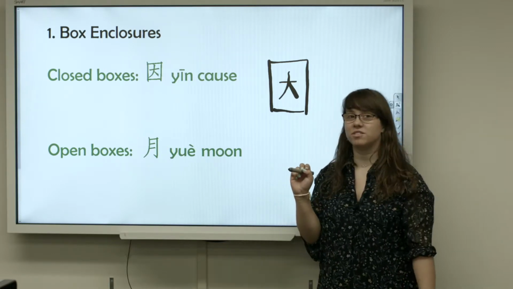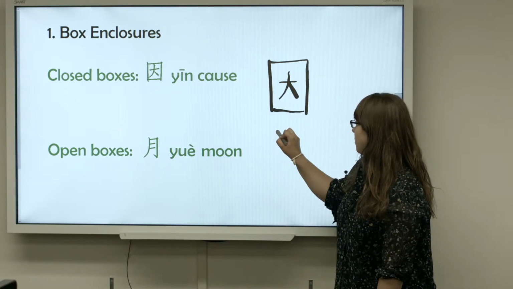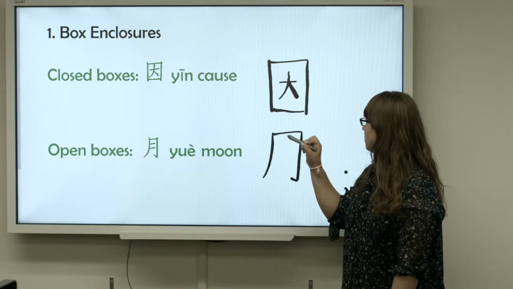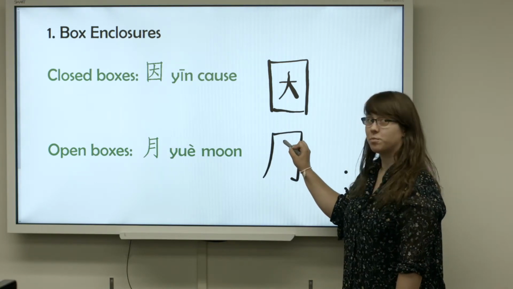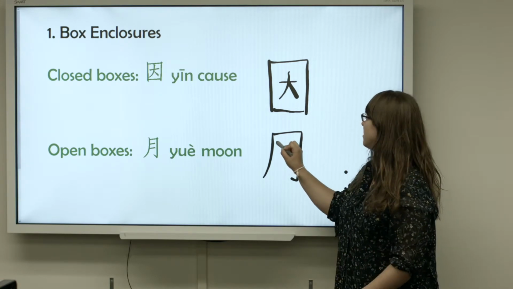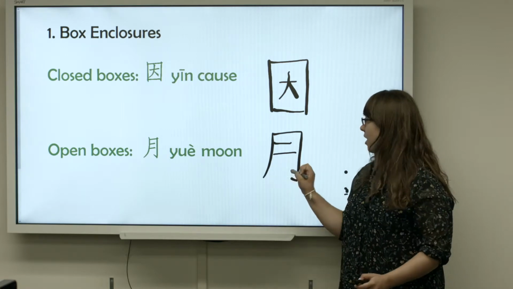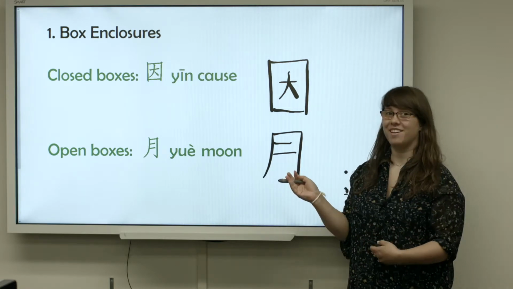Next, there are open boxes. We'll start with a pie, heng, zhe, go. And then we have to put the items inside the box. Heng, heng. And because this character doesn't close at the bottom, we're all finished. Yue, meaning moon.